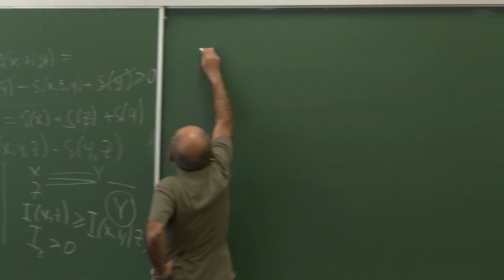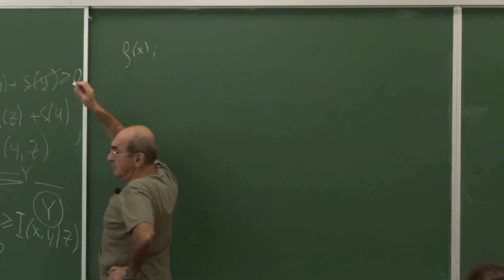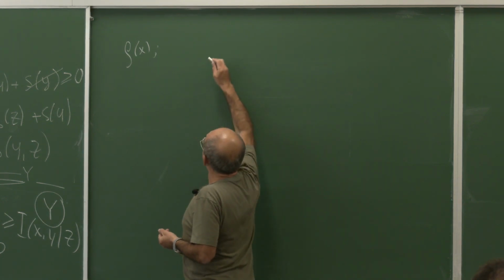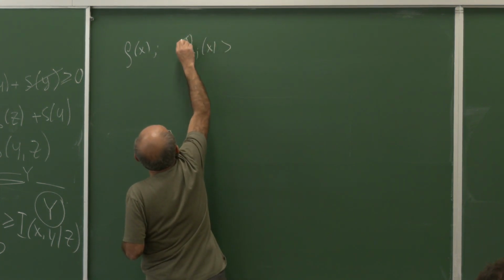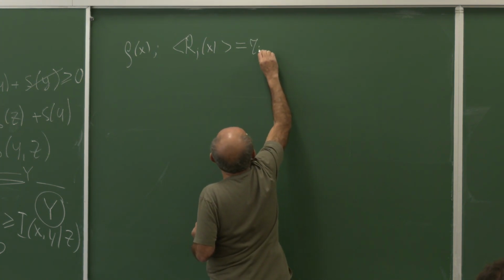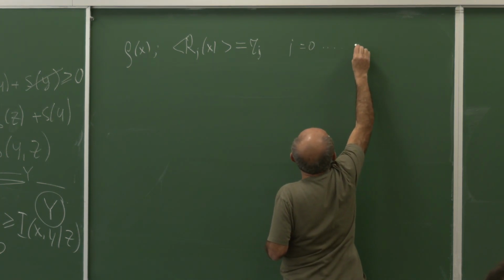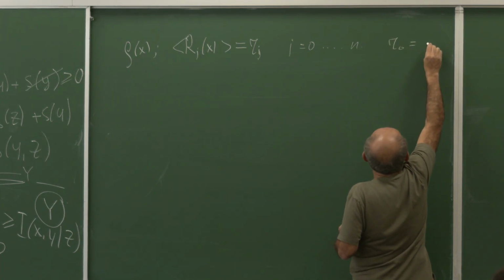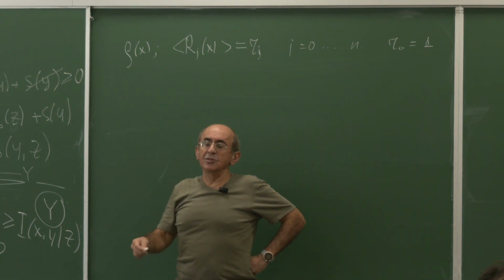Let's say that you are looking for a distribution, which we would call rho of X. But what you usually measure is some moments, some averages of some quantity. So you have some set of R_j of x. And what you know is that if you measure them long enough, you get some numbers. And j runs from 0 to whatever n. And R_0 would be just unity, which means that you require that your probability distribution is normalized.